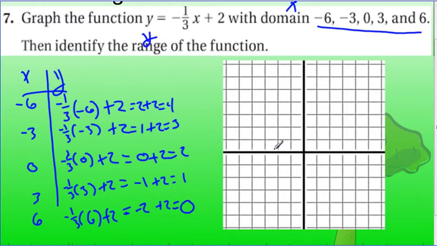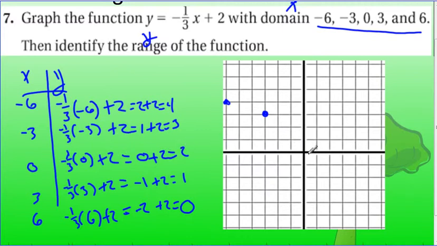So we're going to plot the point negative 6, 4. From 0: 1, 2, 3, 4, 5, 6, then 1, 2, 3, 4. That's my first point. Negative 3, 3. Negative 1, negative 2, negative 3, then 1, 2, 3.